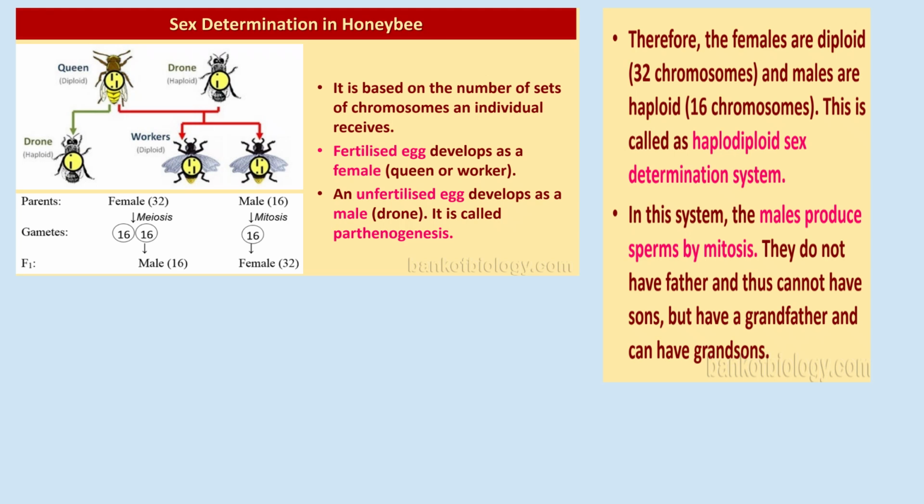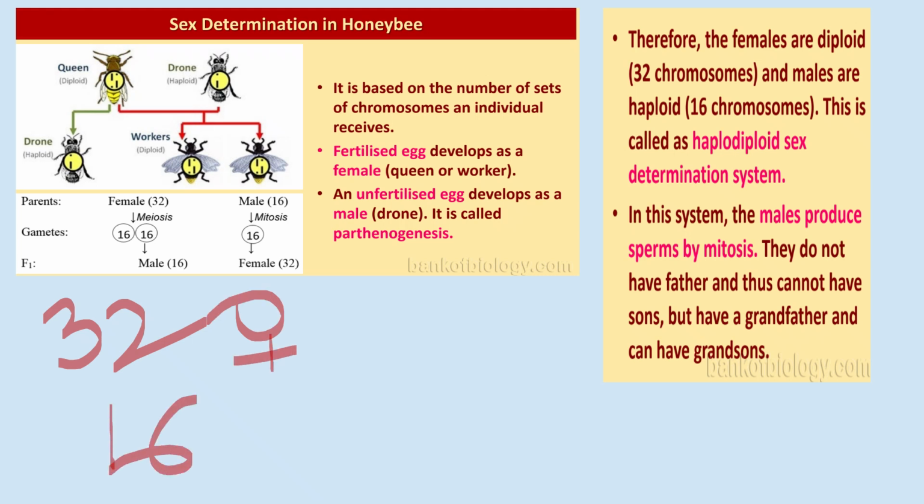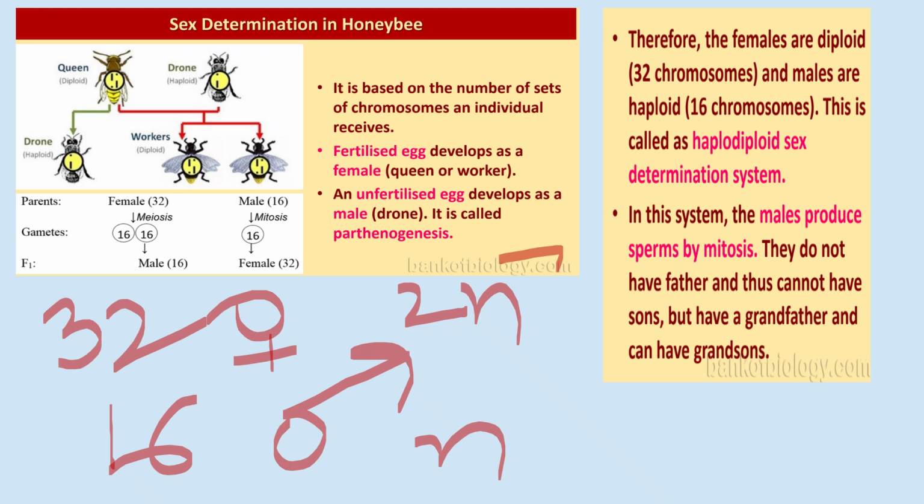If we look at a female honeybee, the female will have 32 chromosomes, that is 16 pairs of chromosomes. But if we look at the male, the male will have only 16 chromosomes. This means the female will be diploid, the male is haploid. Such type of sex determination is called haplodiploid sex determination. Now what does that mean?